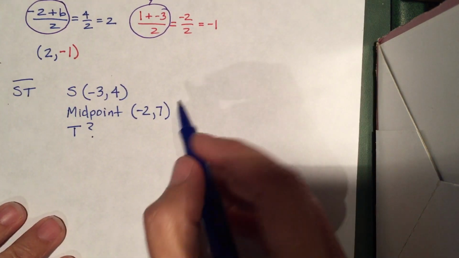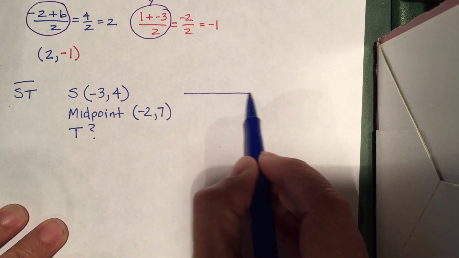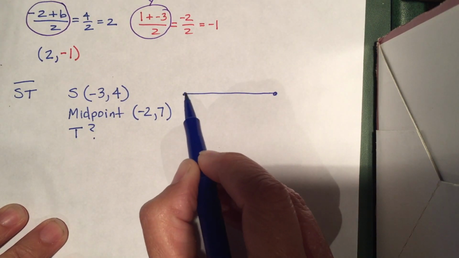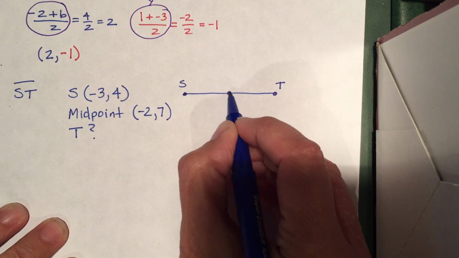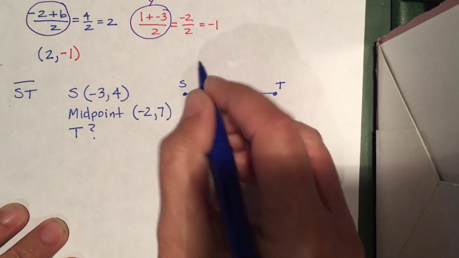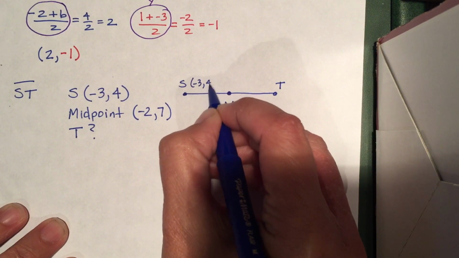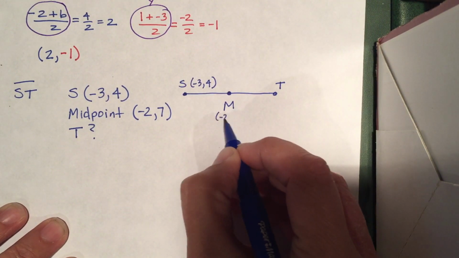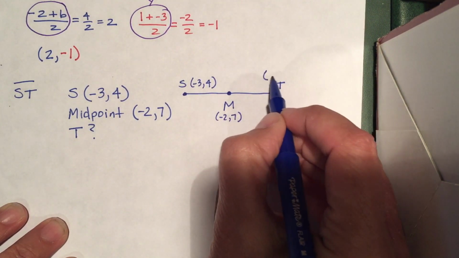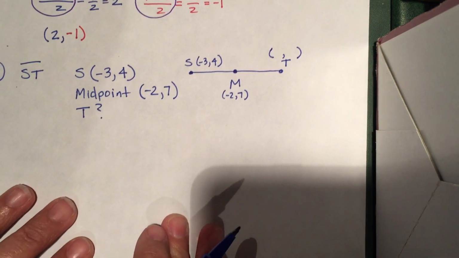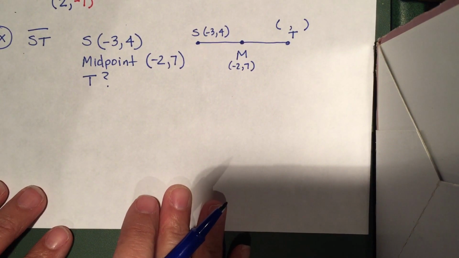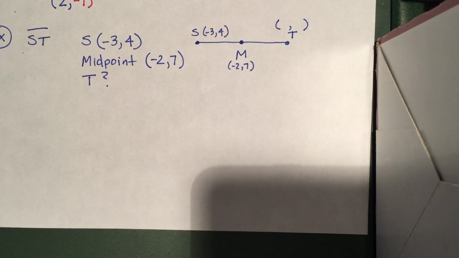So if I were to actually draw this out, and you should always draw pictures, it makes it so much easier, it should look like S and T. M is here in the middle, okay? S is at -3, 4. M is at -2, 7. But we don't know where T is located. So I'm going to show you two different ways to solve it. The first way, formula free.